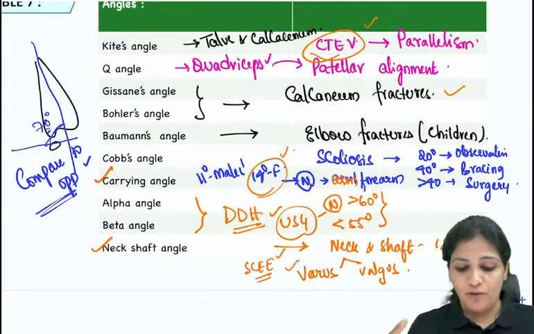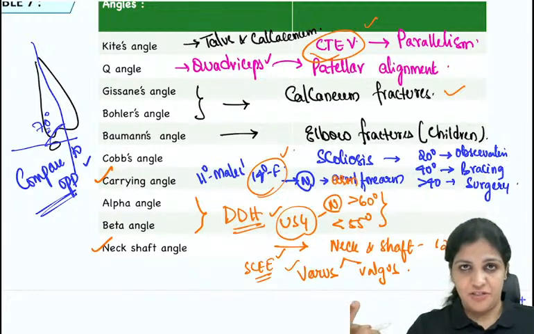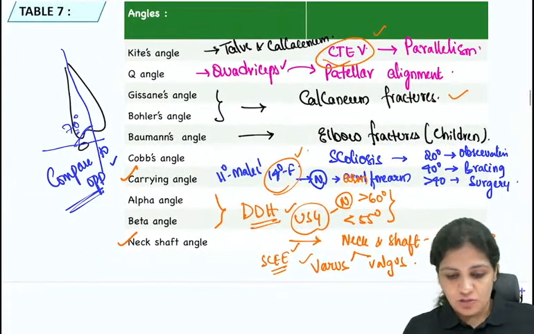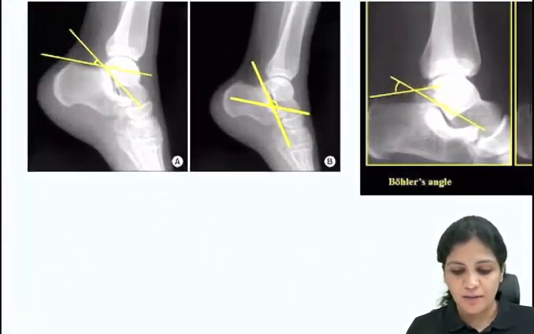And in case of elbow, if you see varus, the gunstock deformity, in case of supracondylar fractures, the carrying angle is further decreased, right? So that is the importance of knowing these angles. Now, which angle is what?